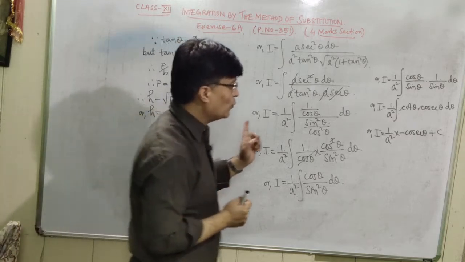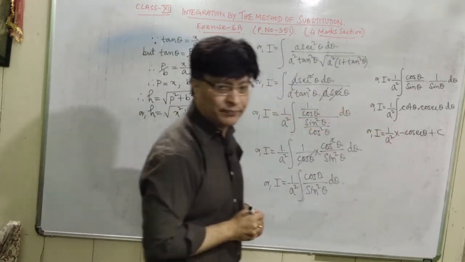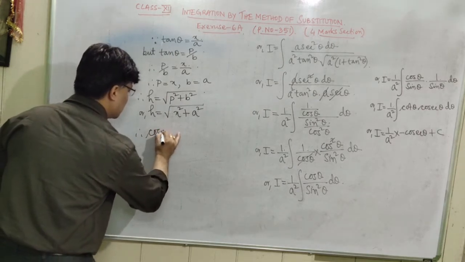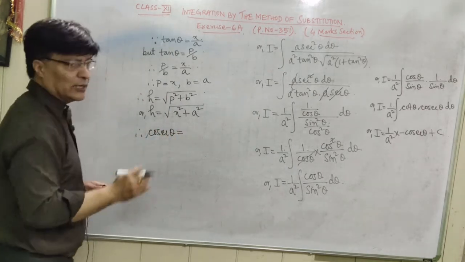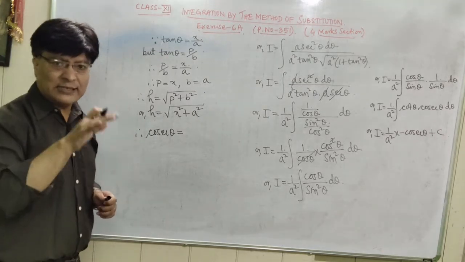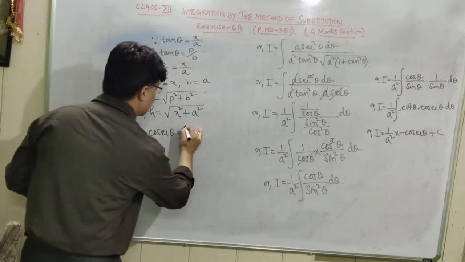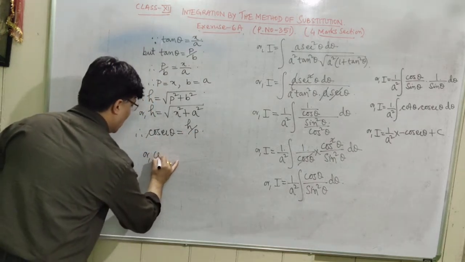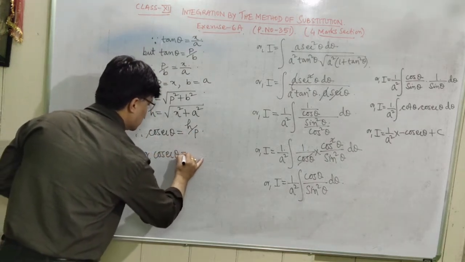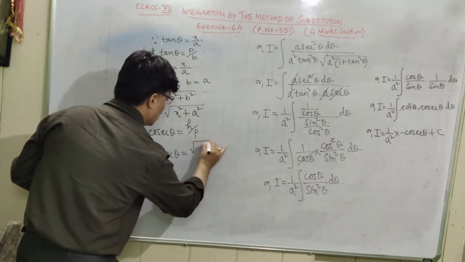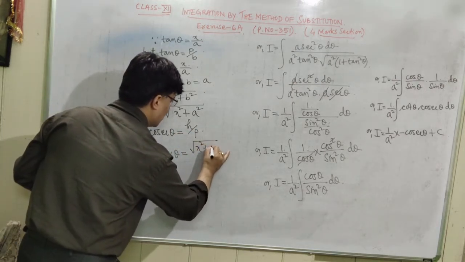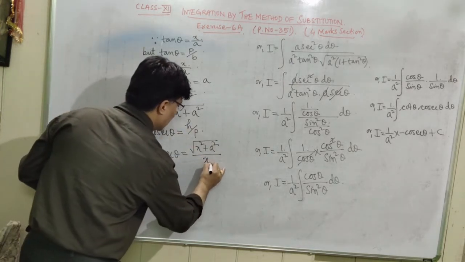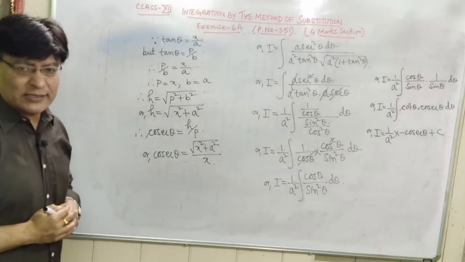Now actually we have to get the value for cosec theta. So what is the formula for cosec theta in terms of perpendicular, base and hypotenuse? Sin theta is equal to p by h, so cosec theta is h by b. So cosec theta is equal to, what is the value for h? It is root over x square plus a square. And what is the value for p? The value for p is x. So we have got the answer now.